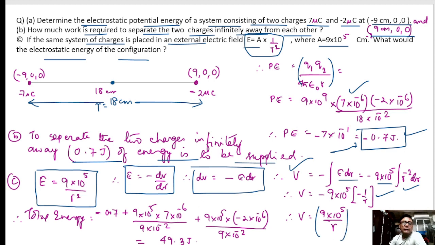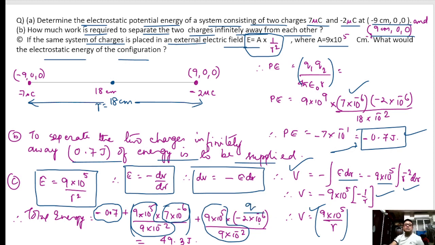So this was the original electrostatic energy between the two, and due to the external electric field, what is the extra energy? So please watch. This is your potential. So V into Q, this is the potential into Q. Similarly, V into the other Q.